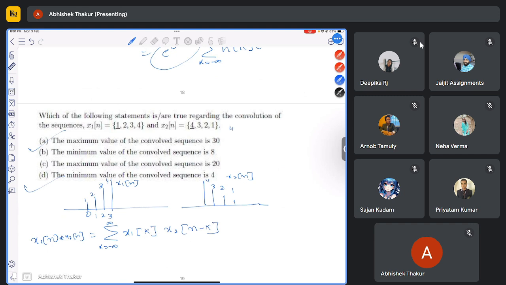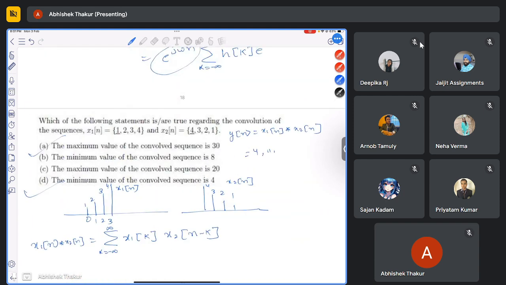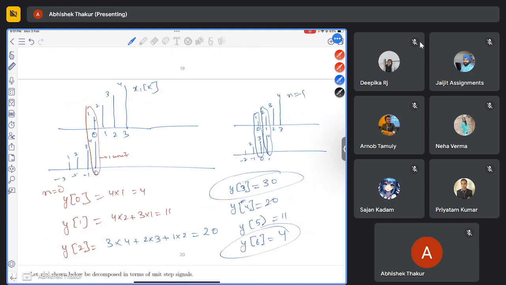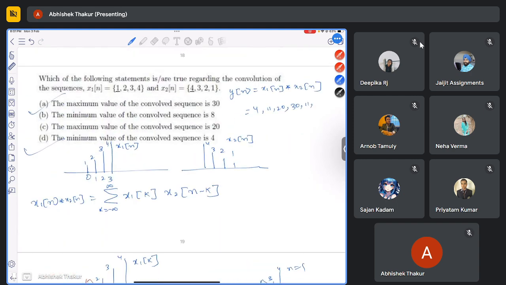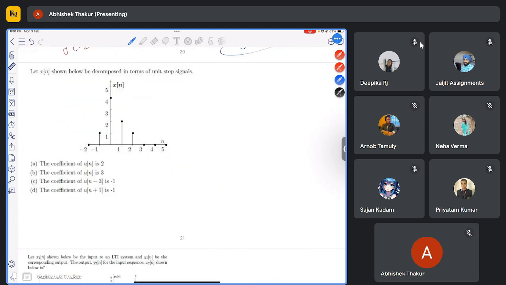So actually y[n] is equal to x1[n] convolution x2[n]. This is equal to 4, 11, 20, 30, 20, 11, and then 4. So this is the convolution output for this sequence.